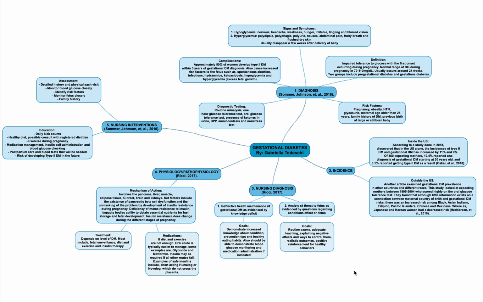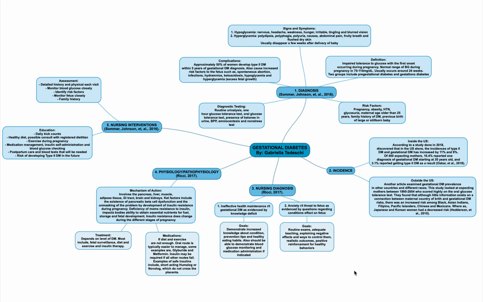So as far as the incidence, inside the U.S., there was a study done in 2018 that noticed that in the U.S. alone, the incidence of type 2 diabetes and gestational diabetes has increased by 11% and 9%. And I actually found that in the ATI book, it stated that as well, that the gestational diabetes is increasing in the United States. In this article specifically, they had 450 moms, and 10.4 reported one diagnosis of gestational diabetes during pregnancy, starting at an average of 30 years old.